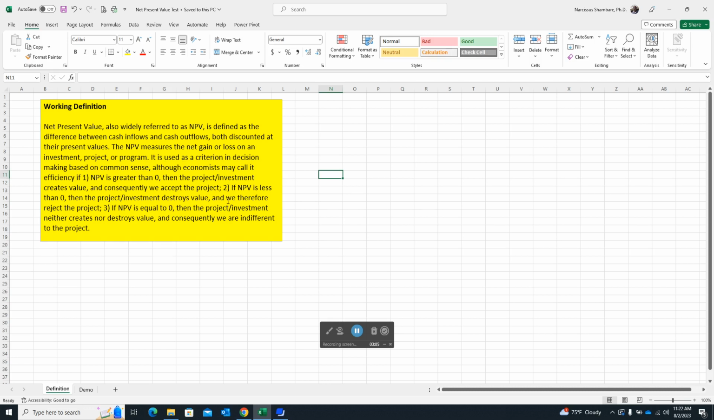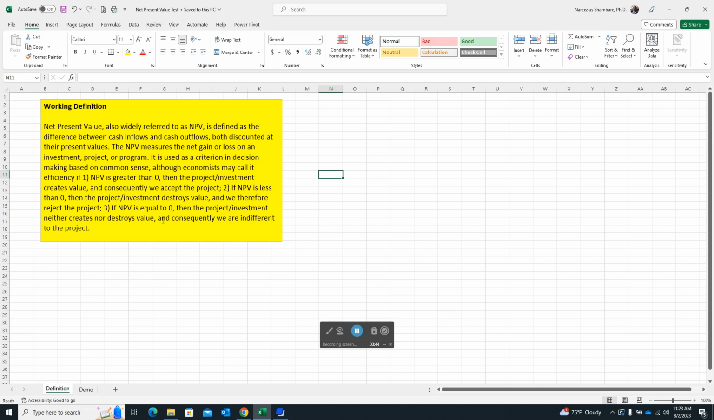call it efficiency. So the general rule of thumb is that if net present value is greater than zero, then the project or investment creates value, and consequently we accept that project. If net present value is less than zero, then the project investment destroys value, and we therefore reject the project. That's the general rule of thumb. But if the net present value is zero, then the project neither creates nor destroys value, and consequently we can go either way.